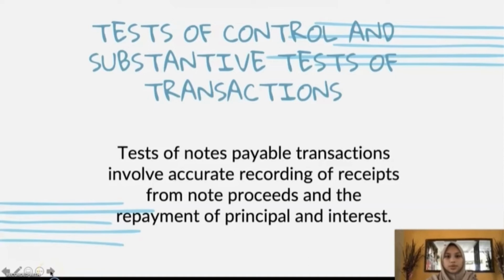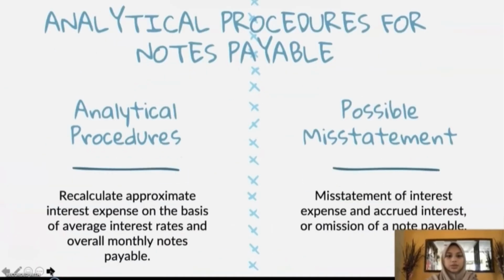Now I will proceed with the next slide, which is analytical procedures for notes payable. Substantive analytical procedures are essential for notes payable because tests of details for interest expense and accrued interest can often be eliminated when results are favorable. The auditor's independent prediction of interest expense using average notes payable outstanding and average interest rate helps the auditor evaluate the reasonableness of interest expense and also test for omitted notes payable.